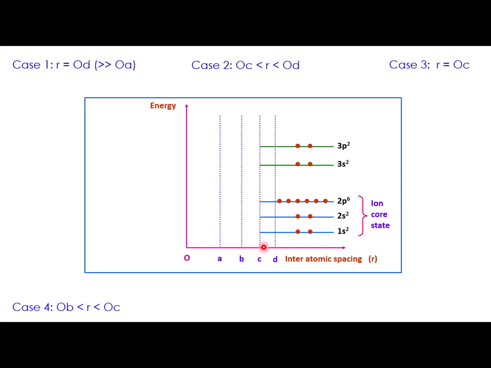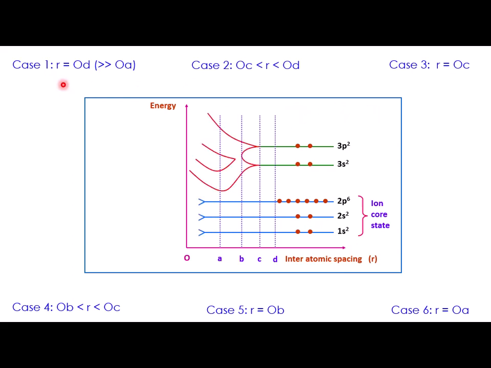What will be the situation when R is in between OB and OC, somewhere here? What will happen when R is exactly equal to OB? And what will happen when R is equal to OA? These are the 6 cases we are going to discuss when you are bringing silicon atoms close together to form the crystal. In the process of crystallization, these are the 6 situations we are going to discuss now.